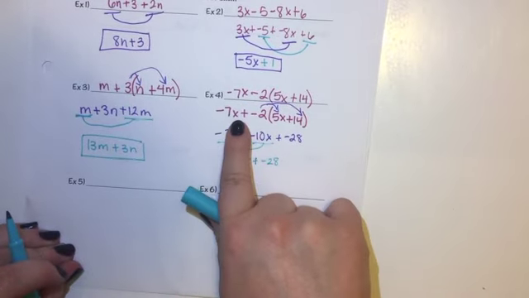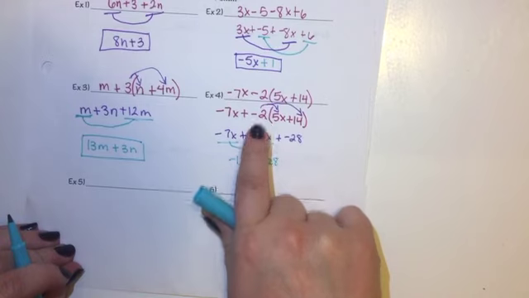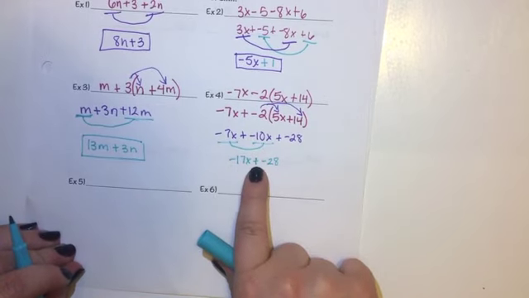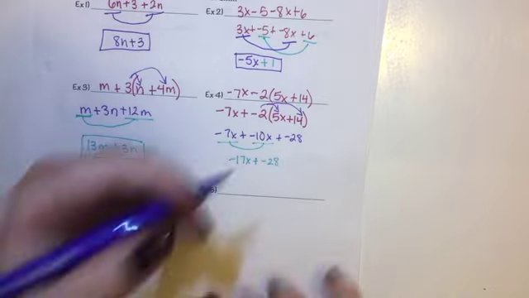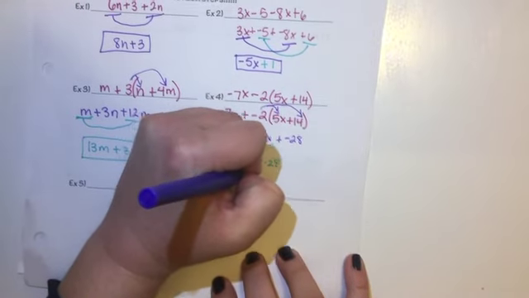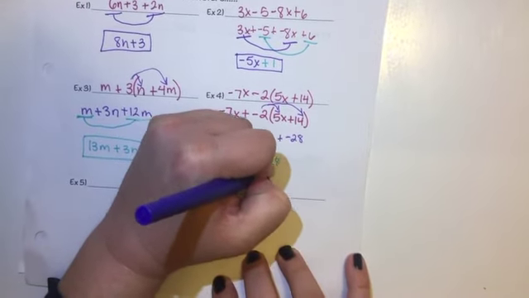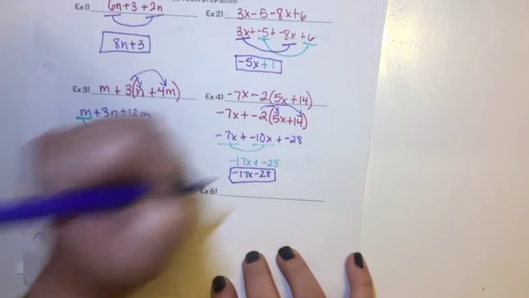Now, just like up here, how we got rid of subtraction by adding the opposite, really here we're still adding the opposite, which means we can rewrite this with just subtraction. Negative 17x minus 28, and that is our final solution.